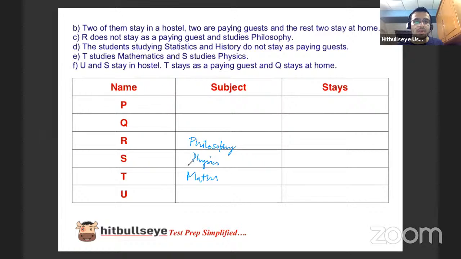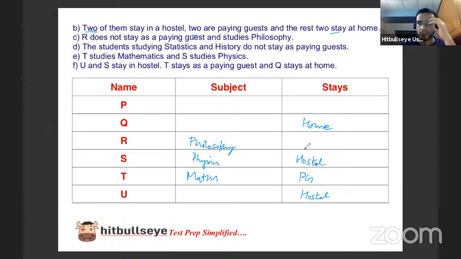Physics. U and S stay in the hostel. Okay, U and S. Okay. T stays at the paying guest. Q stays at home. Now 2 hostels are already gone, so we have 2 of them each, right? 2 hostels, 2 PG and 2 at home. So 2 hostels gone, 1 home gone, 1 PG gone.